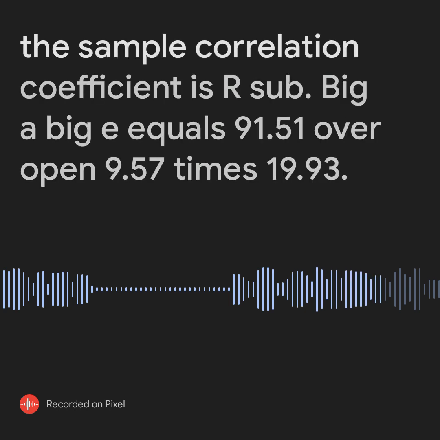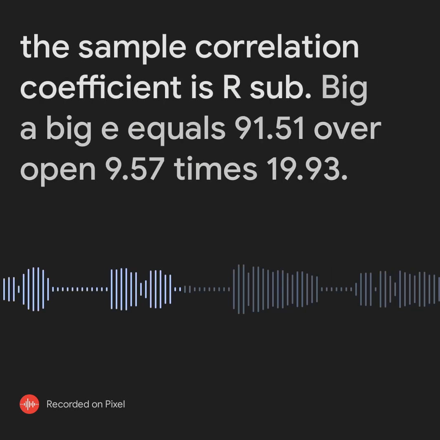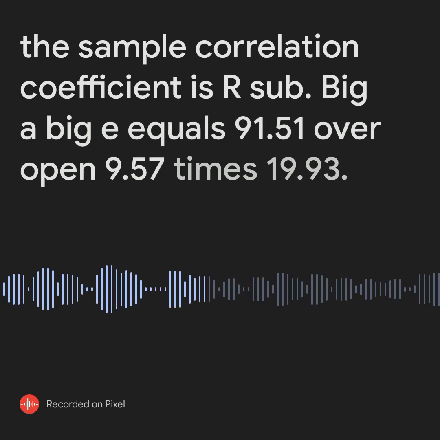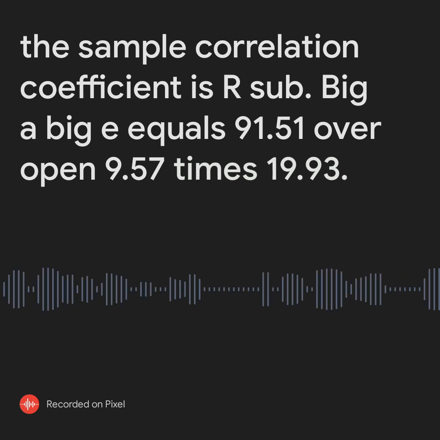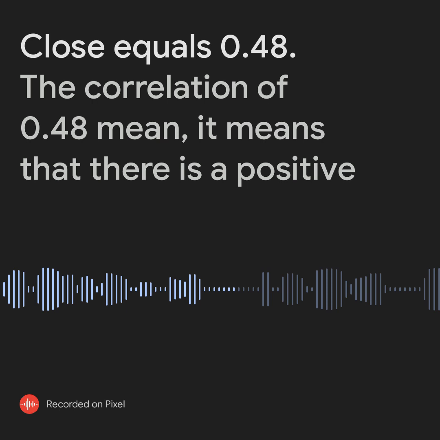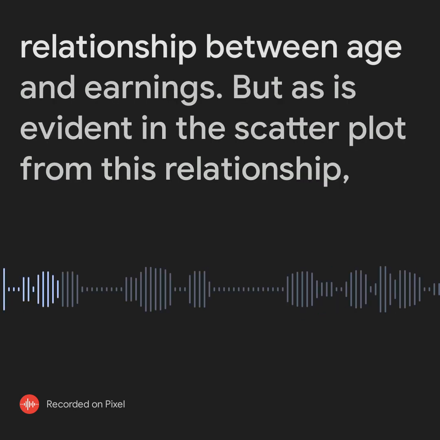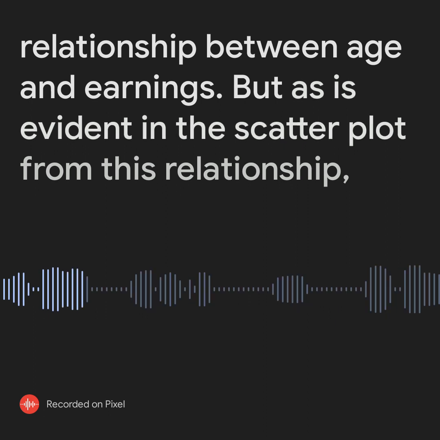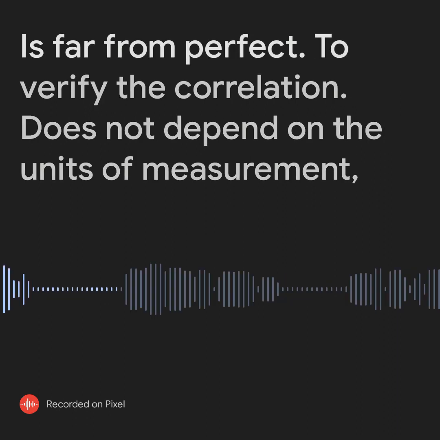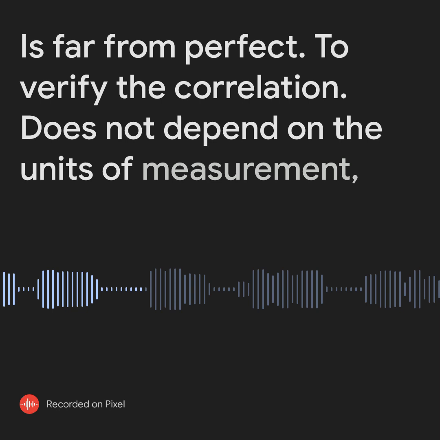Thus, the sample correlation coefficient is R_AE equals 91.51 over (9.57 times 19.93), equals 0.48. The correlation of 0.48 means that there is a positive relationship between age and earnings, but as is evident in the scatter plot, this relationship is far from perfect.